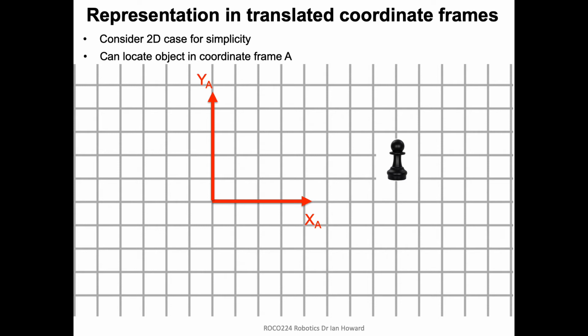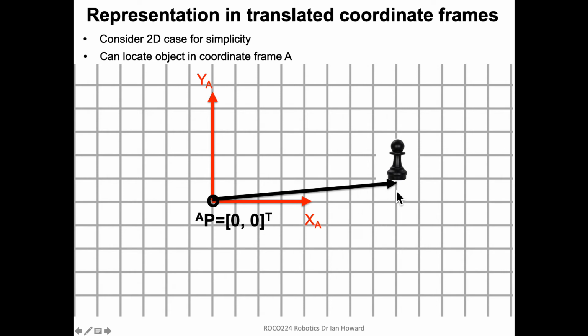And first of all, we want to know, where is the location of this object with respect to coordinate frame A? The important things about coordinate frame A is it's got an origin. Within that frame, the origin is always going to be 0, 0. And what it's got is directions for X and directions for Y. If it was three-dimensional, it'd have a Z as well.